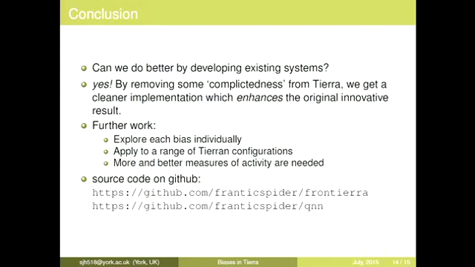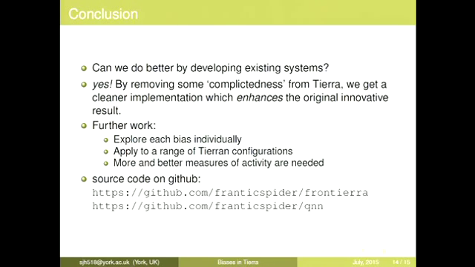So I started this talk by asking, can we do better by developing existing systems? And I think we can, okay? What I've tried to do here is remove some of what you might call the complicatedness from Tierra to get a cleaner implementation of the thing that we're actually interested in, which is the emergence of complex self-reproducing individuals in the system. Okay?